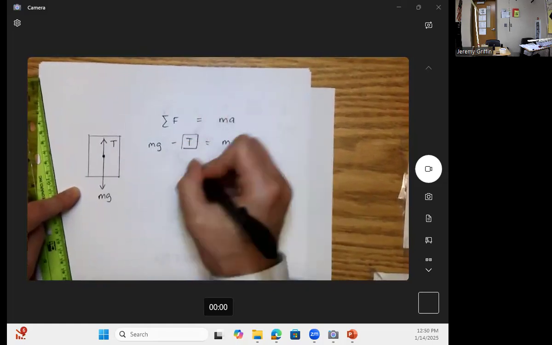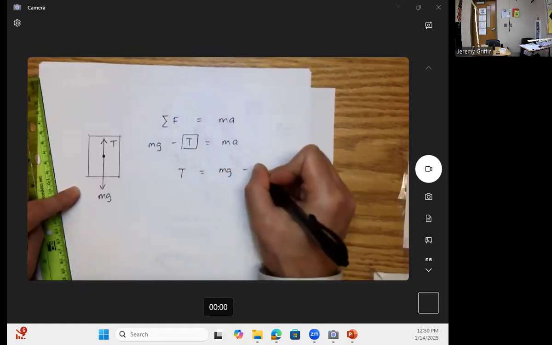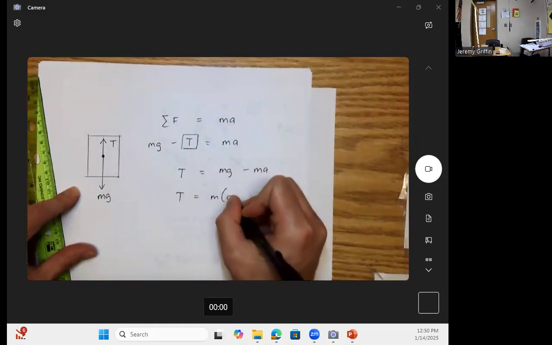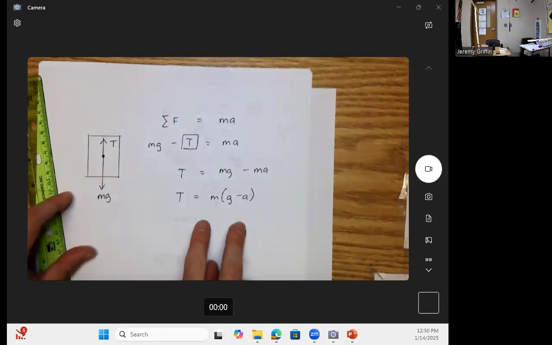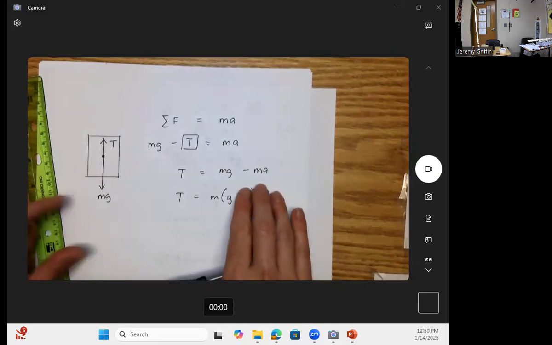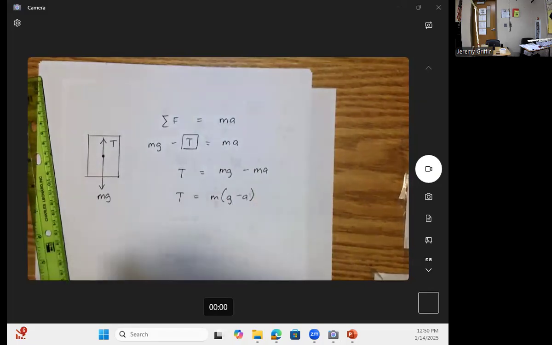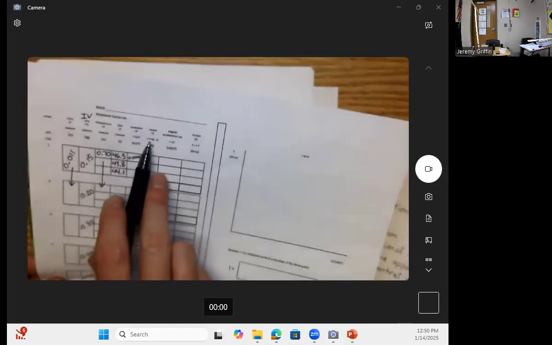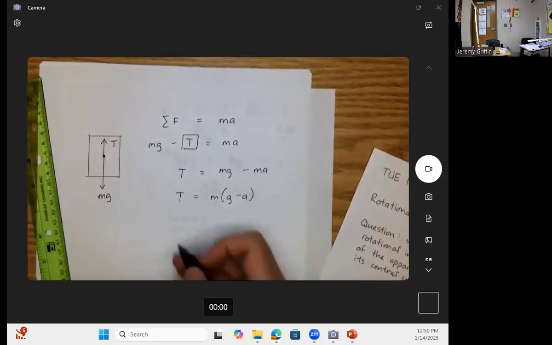And if I solve for that tension, the tension could be mg minus ma. I could factor out the m if I want to: m times (g minus a). This looks familiar, right? You guys remember elevator physics from last semester? The weight could just be mg, but if it's accelerating down, you have to subtract that off. And that is exactly what I wrote right here. Look at that, m times (g minus a). Remind you guys where that comes from.